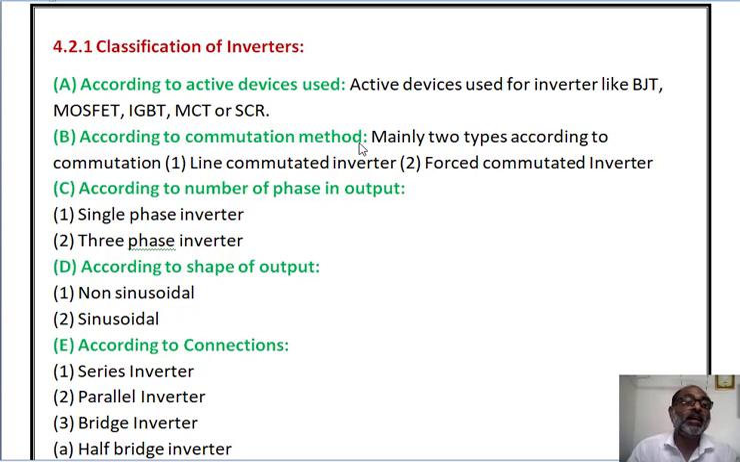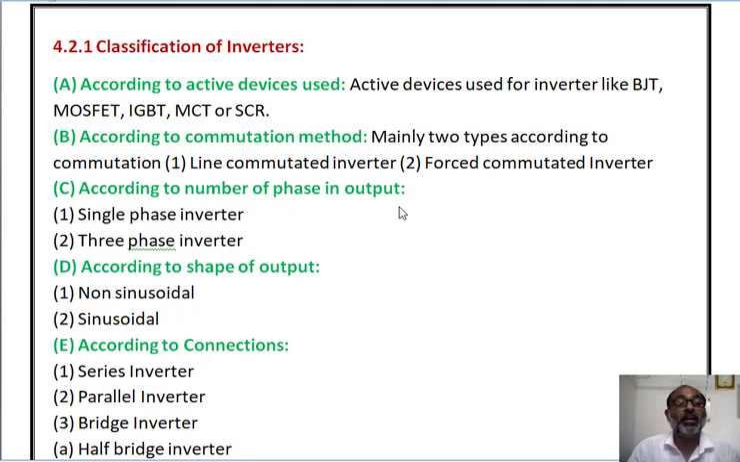To turn off the SCR, it is called commutation method. So mainly two types of commutation methods are used. First is line commutated inverter. Second, force commutated inverter. Third, according to the number of phases in output.